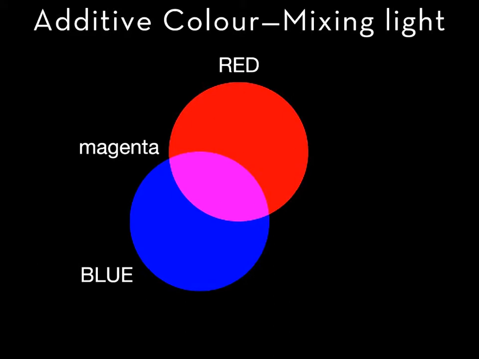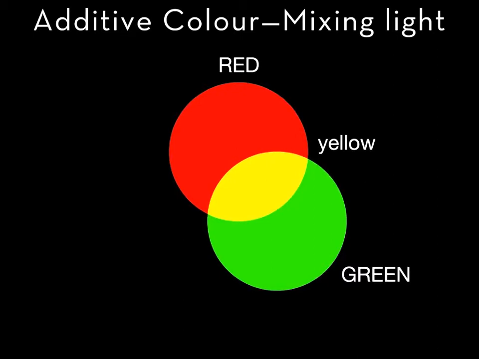When the red and blue cones are both stimulated, we see magenta. Red light plus blue light produces magenta light. Magenta is a secondary additive color. When the red and the green cones are both stimulated, we see yellow. Red light plus green light produces yellow light. Yellow is a secondary additive color.